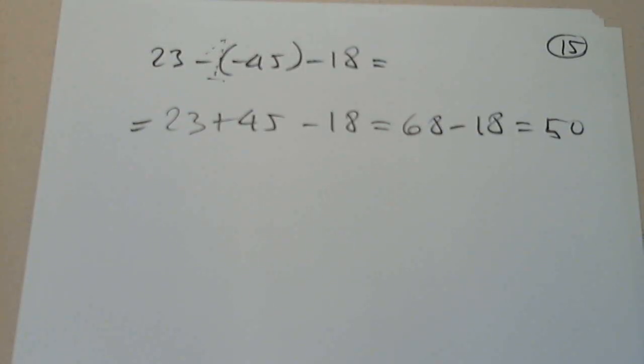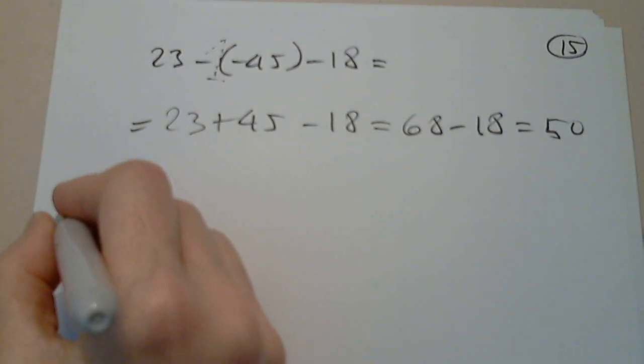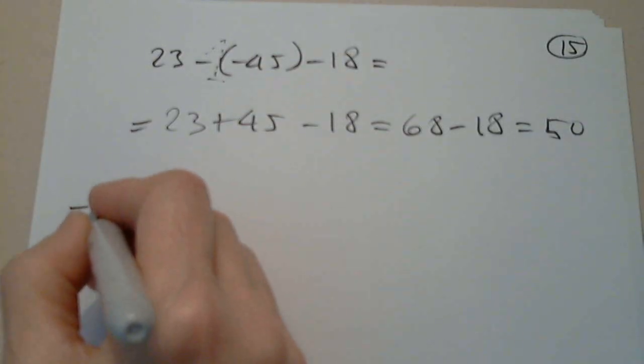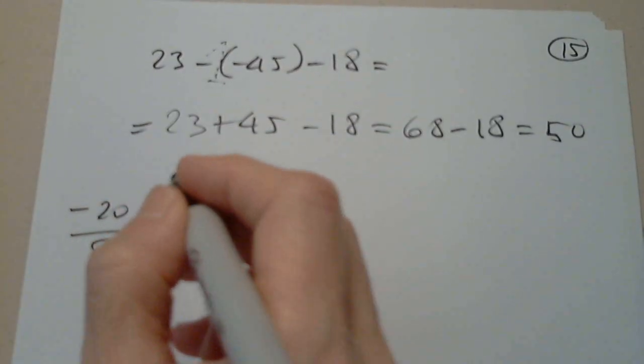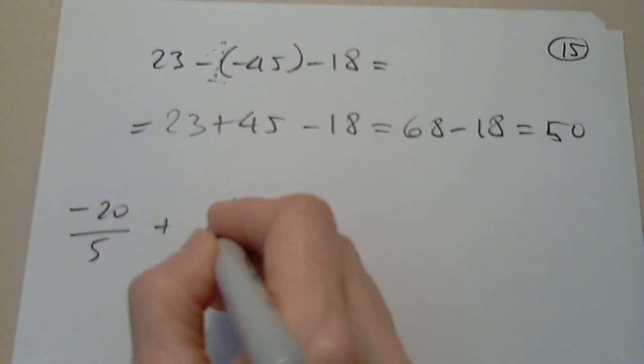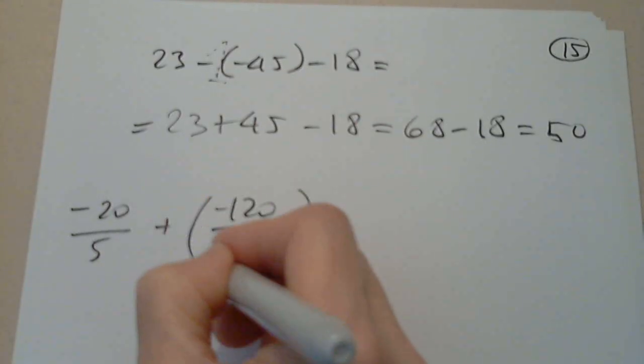Find the quotient. There is nothing to find. Division by 0 is undefined. I don't have to write anything. This I have to write. But first I notice I have to add negative 20 over 5. But I will simplify that. So let me write the problem first. Negative 20 over 5 plus negative 120 over 24.